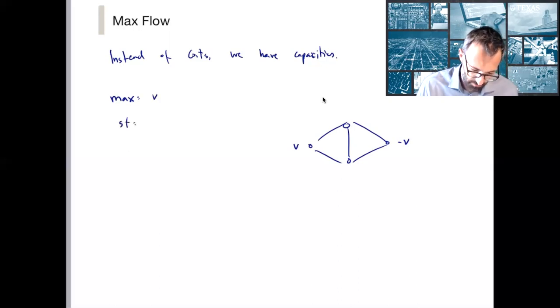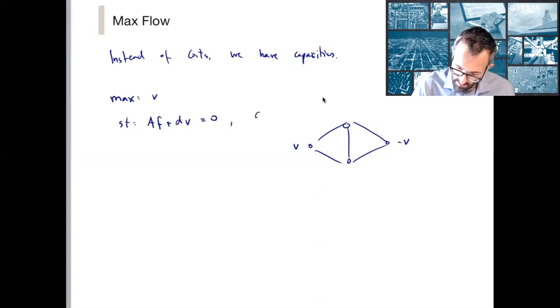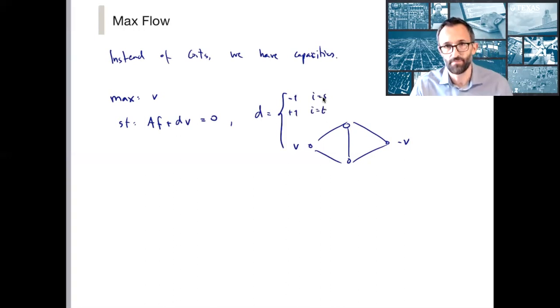subject to AF, not equal to 0, but equal to v and minus v in place of 1 and minus 1. So I'll just encode that in this way here. Plus d times v is equal to 0, where d is the same vector we had before. Minus 1 if i equals s, and plus 1 if i is equal to t. Note that before I had plus 1 and minus 1, but just the way I wrote it, I brought d onto the left-hand side. I don't have Af equals dv. And then 0, there are zeros everywhere else.